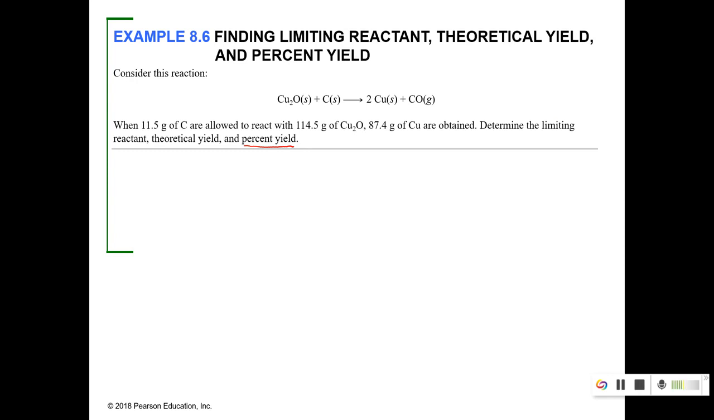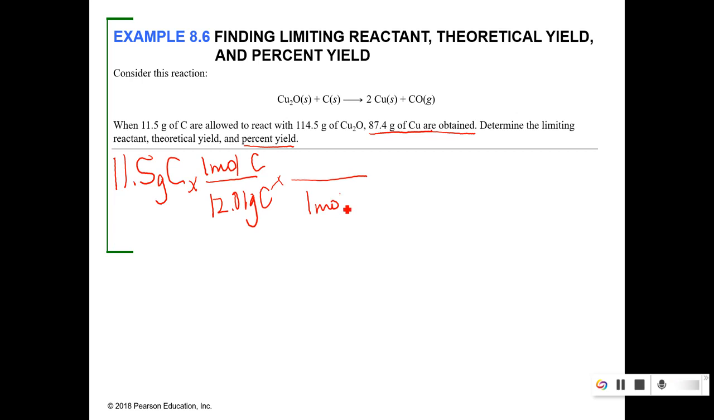We've got 11.5 grams of carbon, 114.5 grams of copper 1 oxide, and then it says this much copper is obtained. This is our actual value. So we're going to ignore that for now, and we're going to determine our theoretical yield just like we've been doing. Okay, it does mean we have to solve 2 copper, and that's because they gave us an actual value of 5.